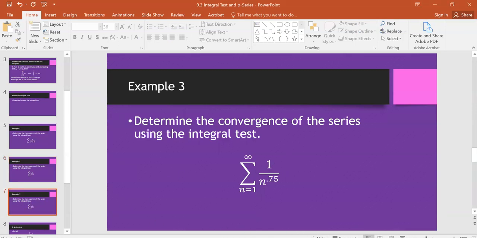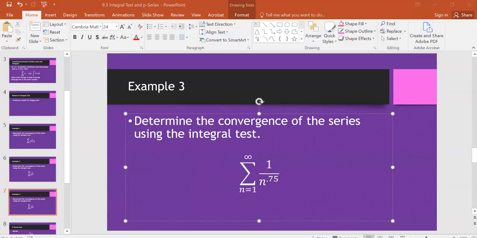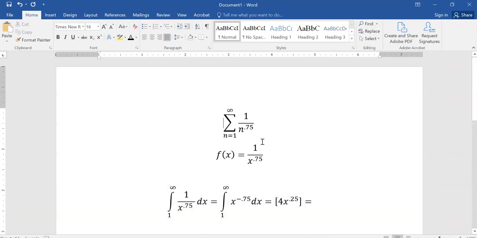Now let's do the next problem. I want you to go ahead and see what happens with this infinite series. Push pause on the video and use the integral test with the sum from 1 to infinity of 1 over n to the 0.75 power. Hopefully you did that. So here we go. Infinite series, sum of 1 over n to the 0.75.